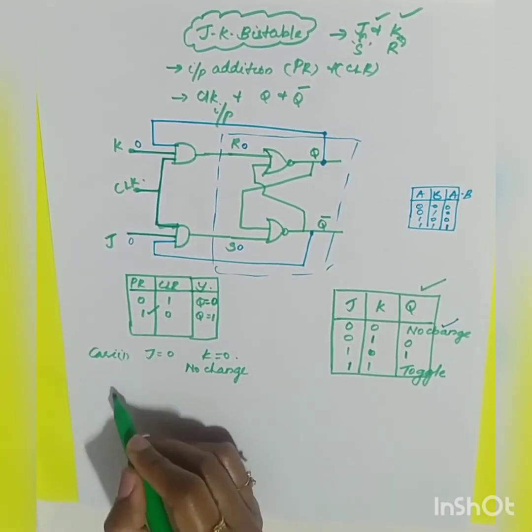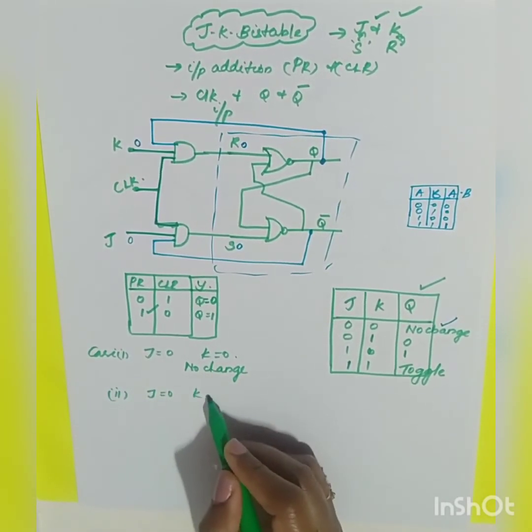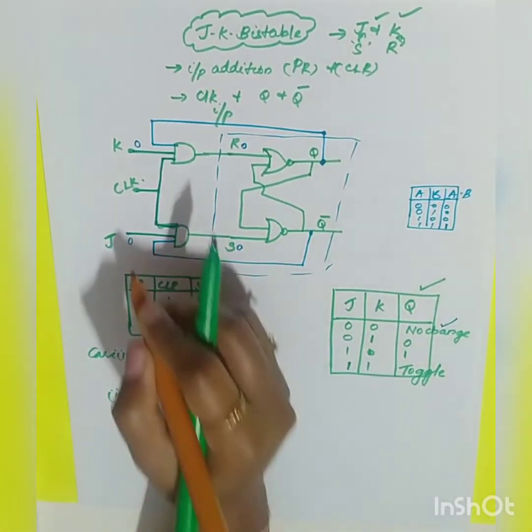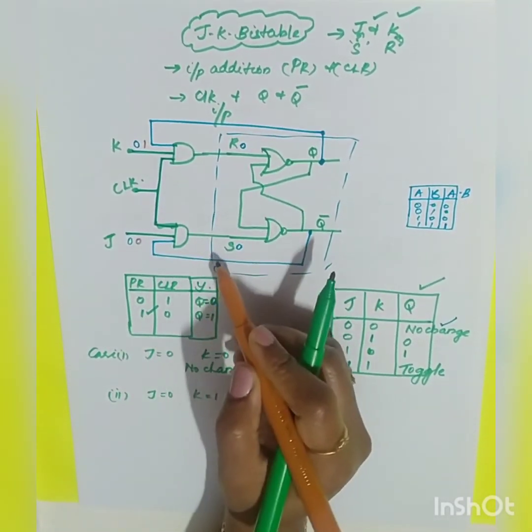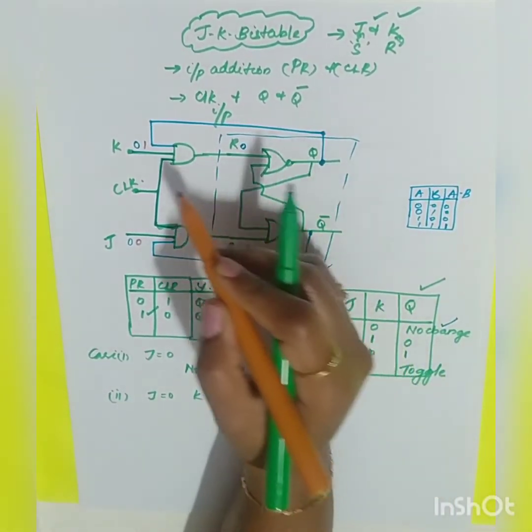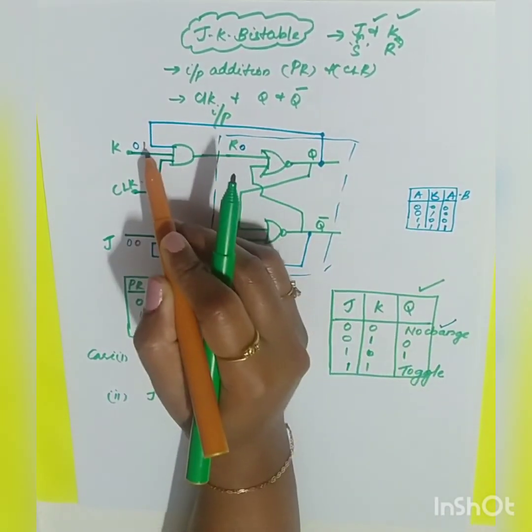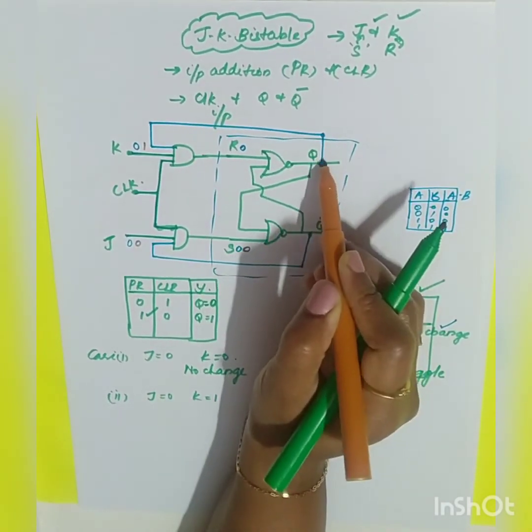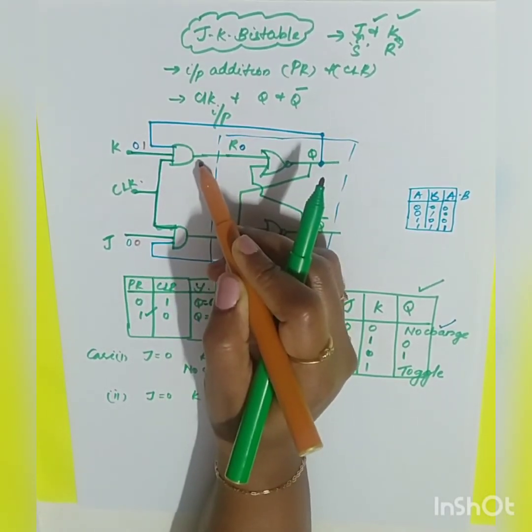Now what will be your case 2? Case 2, J is equal to 0, K is equal to 1. So what will be this condition? If J is equal to 0, your output is going to be 0, so S is equal to 0. If K is equal to 1, what will be the value of the AND gate? You have one input coming from here, right? Feedback. So it will be equal to Q. 1 into Q, you will get the value Q.